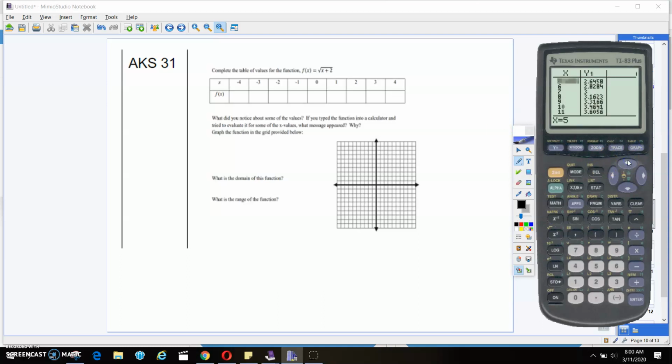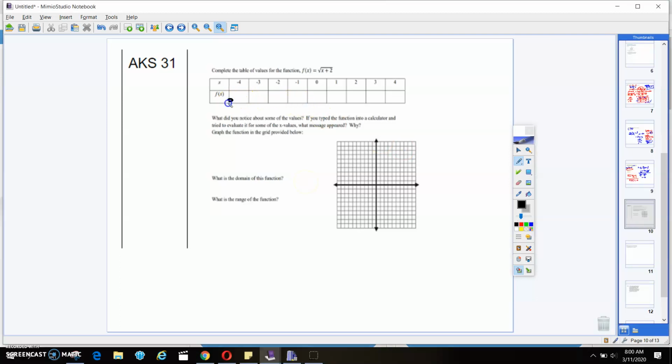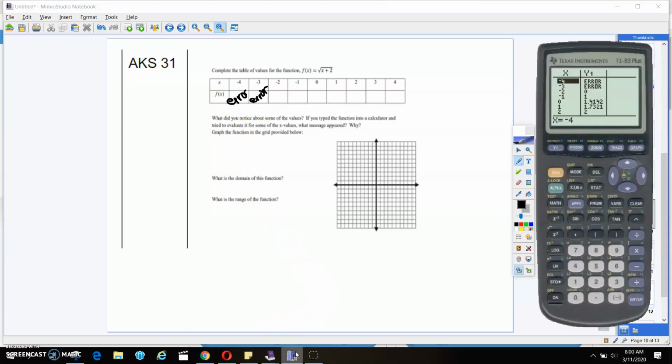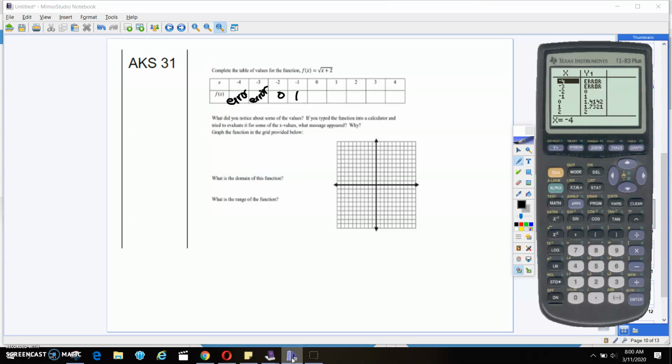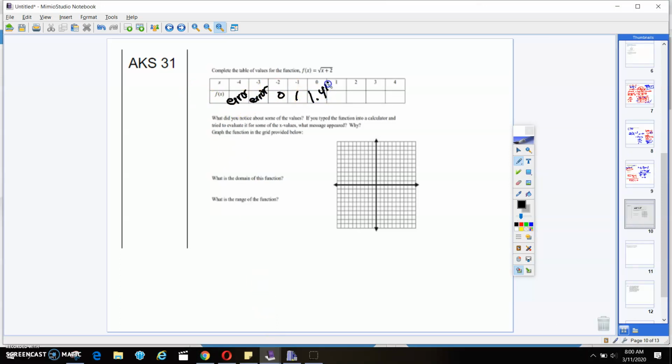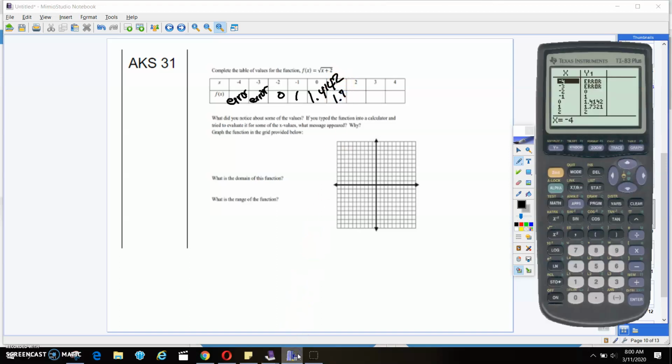Okay, so I'm going to scroll to where it starts, negative 4. So at negative 4, there's an error. So I'm going to write error. At negative 3, there's an error. So I'm going to write error. Okay, at negative 2, we've got 0, 1, and 1.4142. So I'm literally just copying this straight from the table.